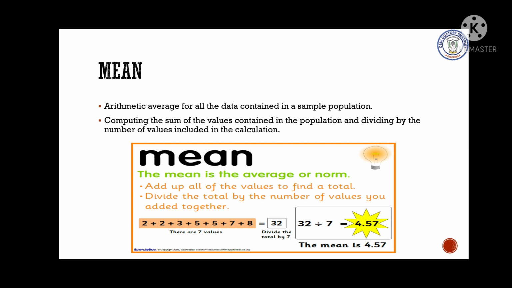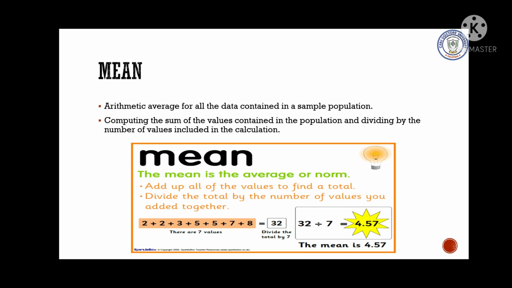So how do we compute this, class? The mean is obtained by computing the sum of all the values contained in the population and dividing it by the number of values included in the calculation. I have an example here on the screen. You have data of 2, 2, 3, 5, 5, 7, and 8. In order to get the mean or the average of these data, you simply add all of these and get the sum, and then divide it by the number of values that you have.